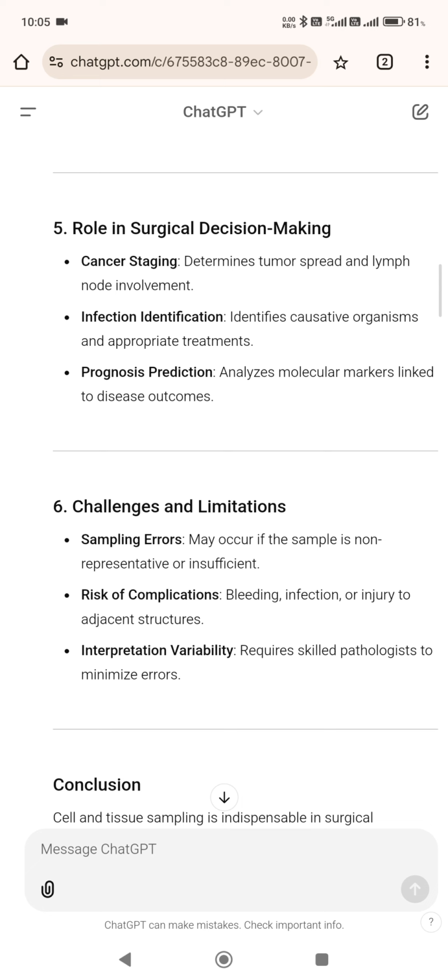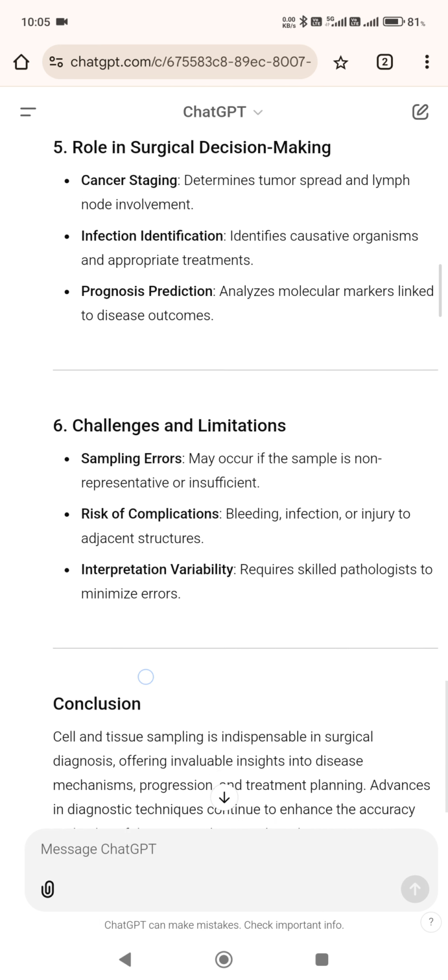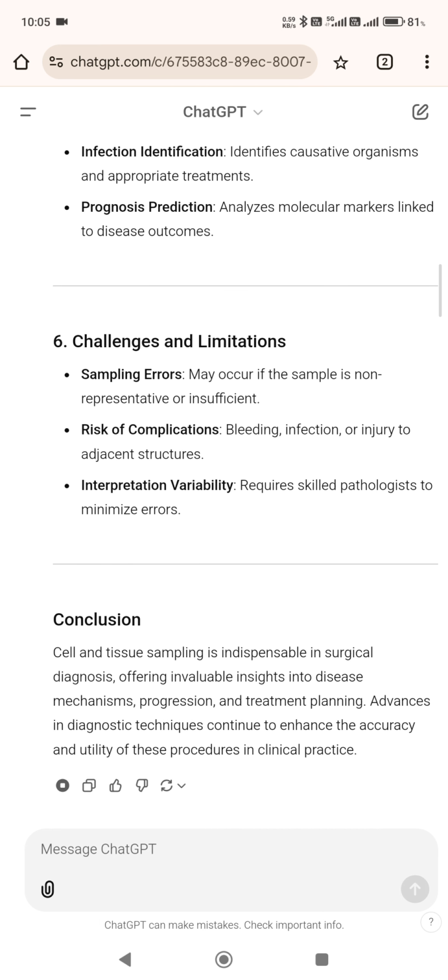5. Role in surgical decision-making. Cancer staging determines tumor spread and lymph node involvement. Infection identification identifies causative organisms and appropriate treatments. Prognosis prediction analyzes molecular markers linked to disease outcomes.